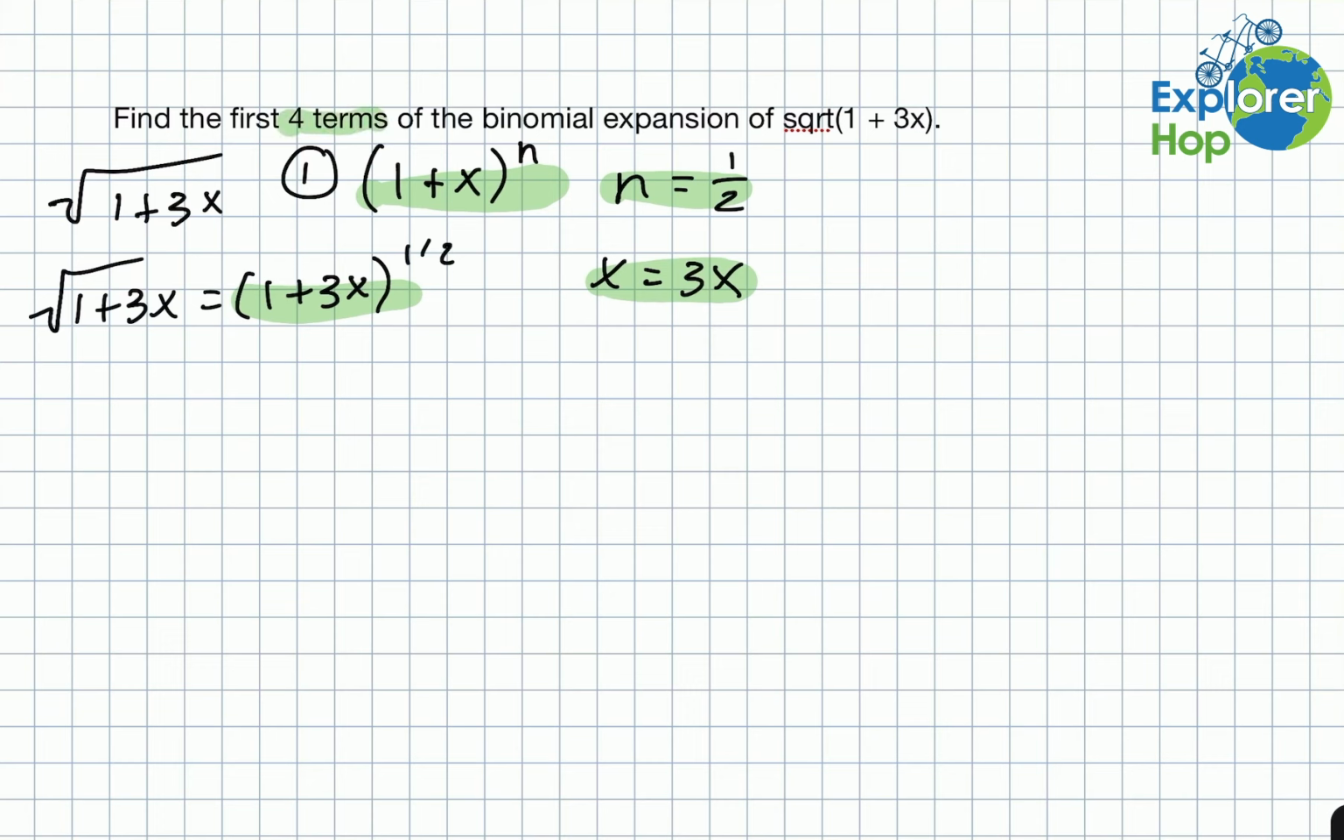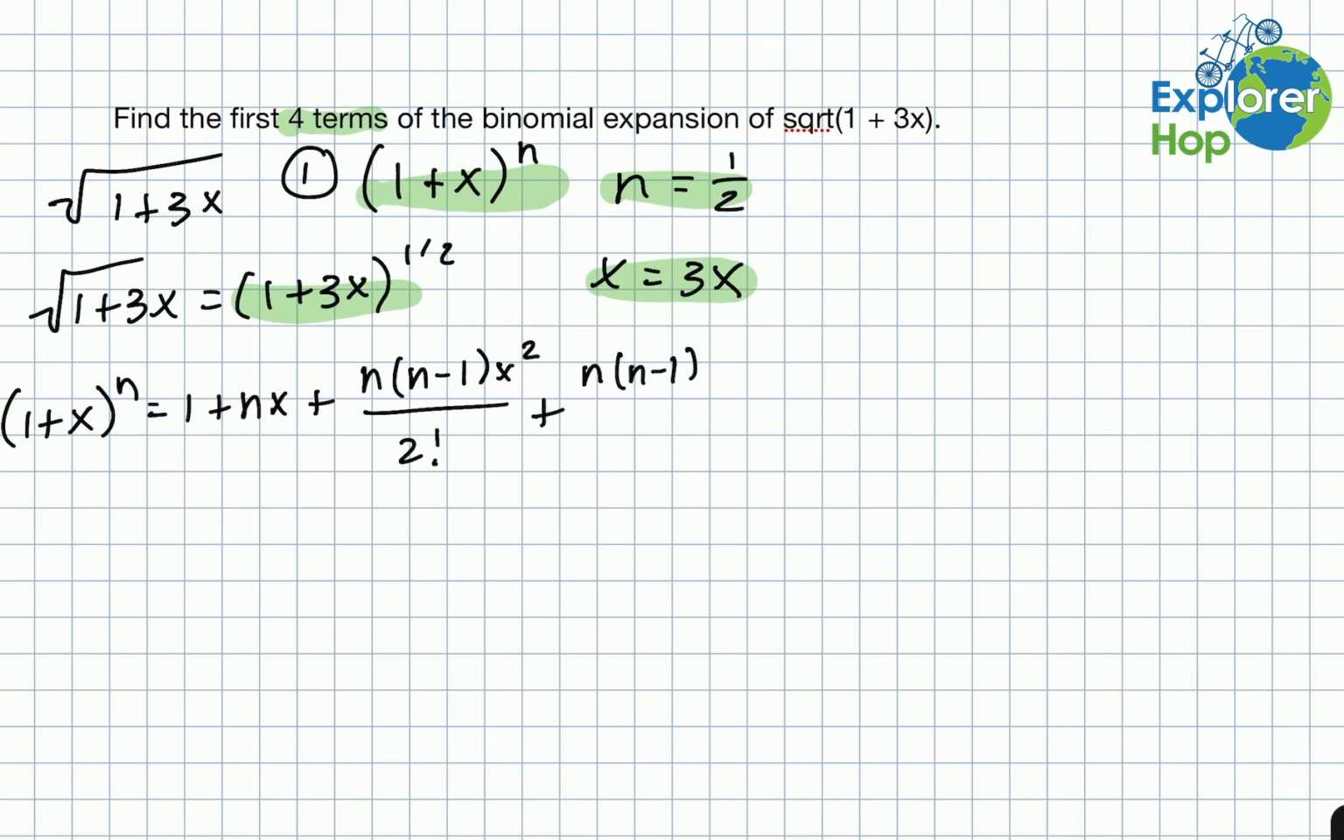So the general formula is as follows. (1 + x)^n is equivalent to 1 + n·x + n(n − 1)x² / 2! + n(n − 1)(n − 2)x³ / 3!, and this goes on and on, but we only need the first four terms, so we're going to stick with what we have so far. Now we just need to substitute in our values and then simplify after.